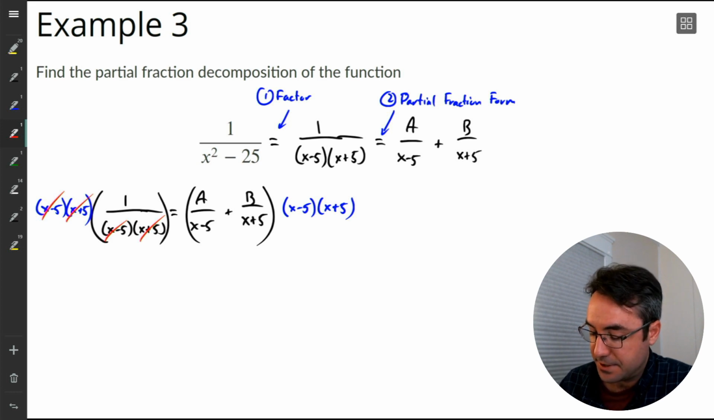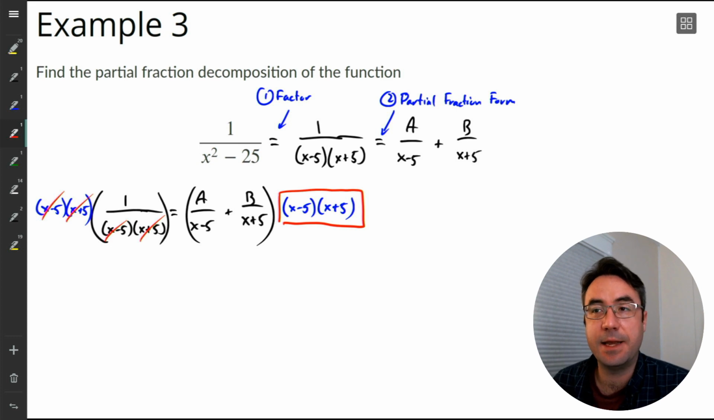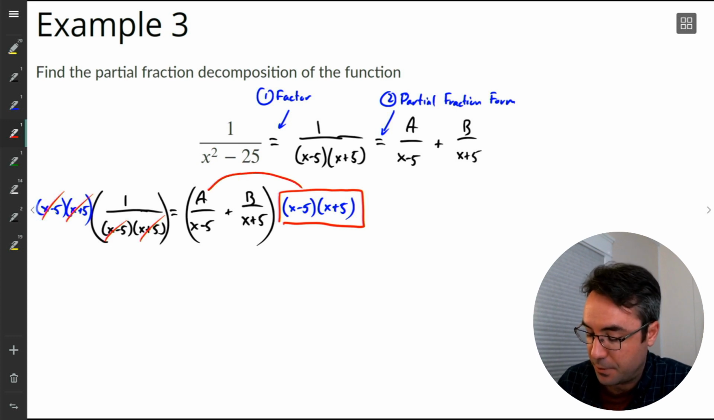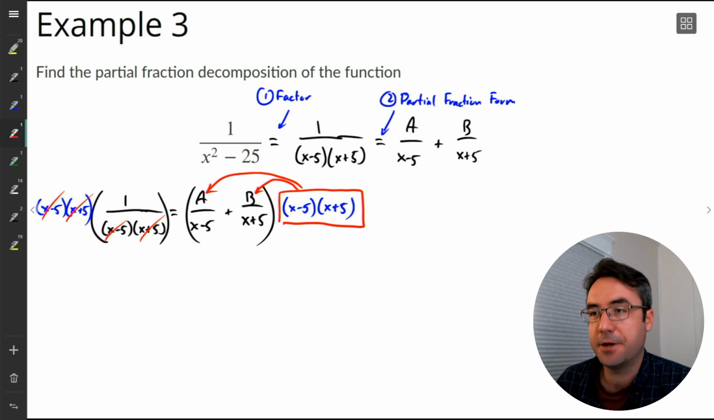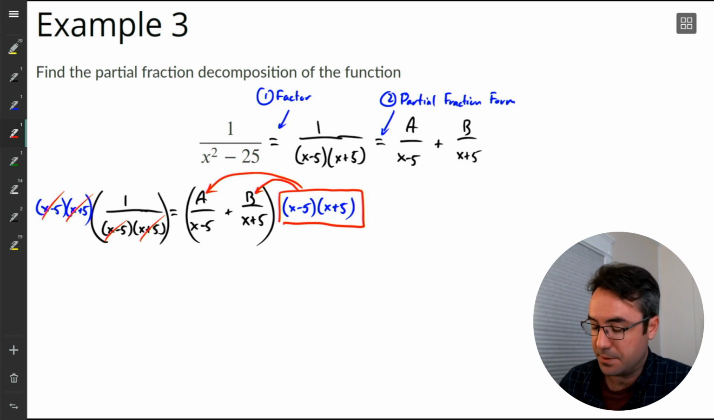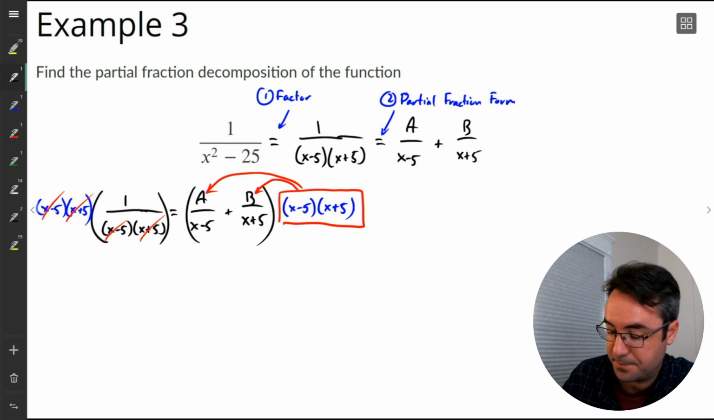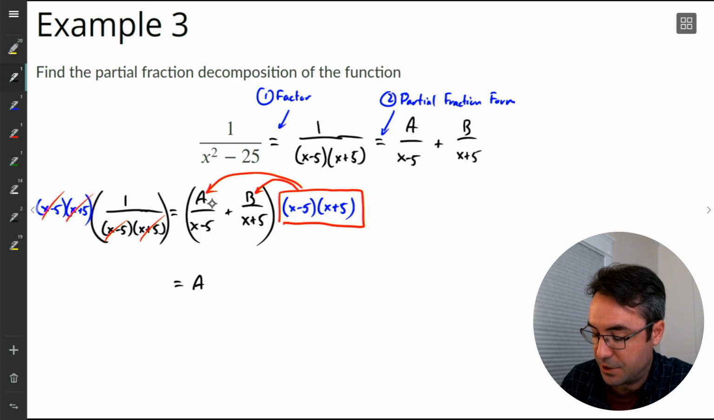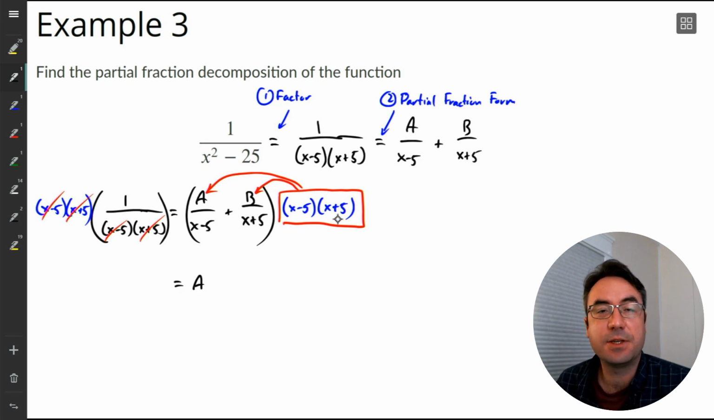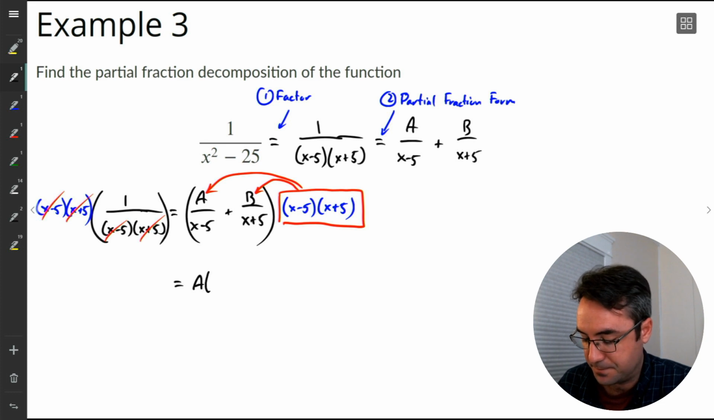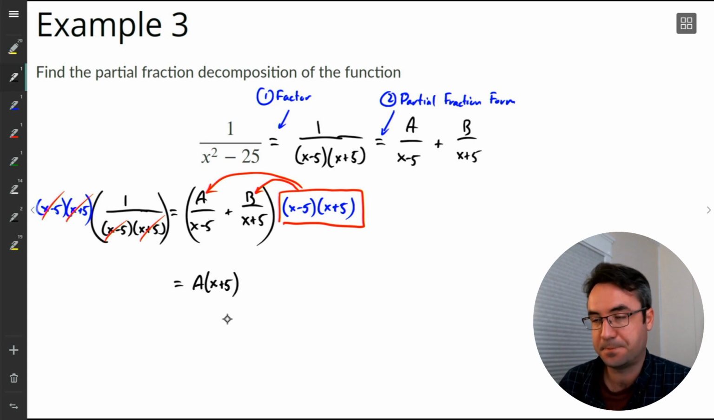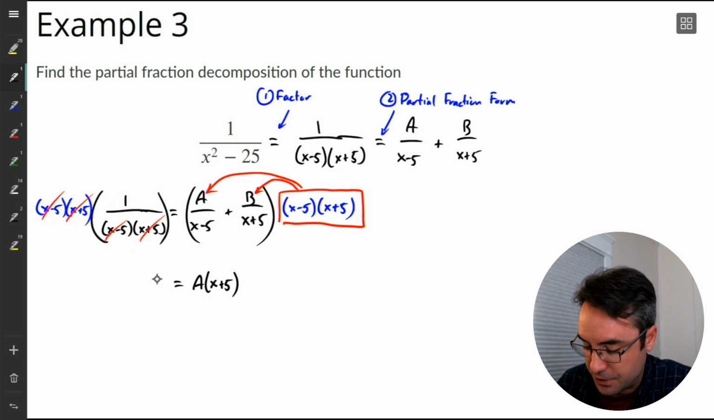Now on the right, we're going to take this term that we're multiplying in, and we're going to distribute it to both the a and the b fraction here. When we multiply that into our a fraction, the x minus 5 here is going to cancel with this x minus 5 here. So we're going to be left with just an a, and then the x plus 5 doesn't get canceled off. So we're going to have an x plus 5 here. And on the left, what do we have? Everything canceled, so we're just going to have a 1.